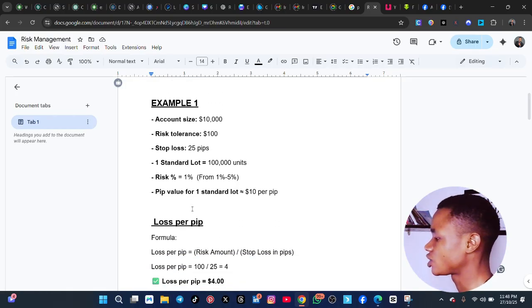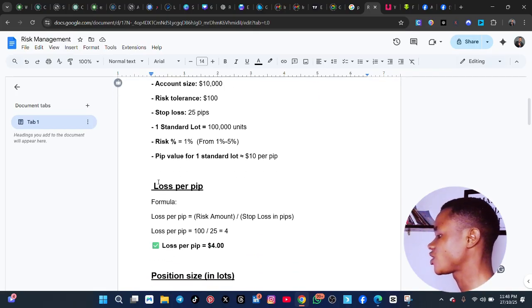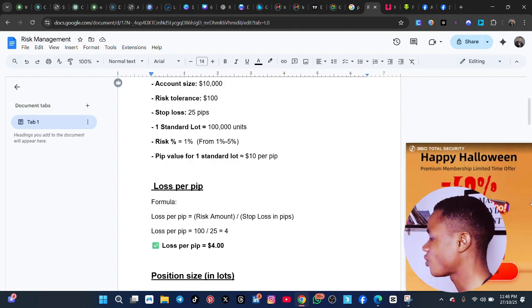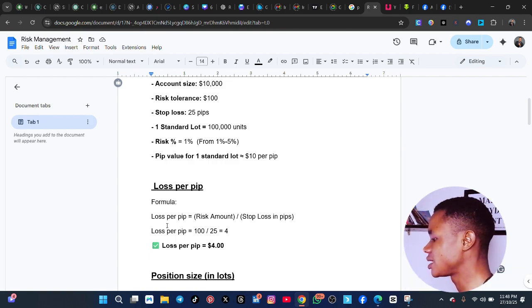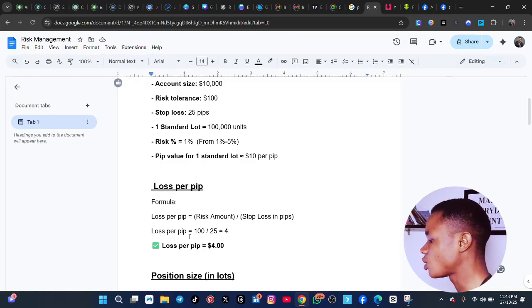So let's start the calculation. Remember I said we were going to be calculating the risk tolerance and all these four things. So let's start with loss per pip. How much are we willing to lose per pip? The equation for loss per pip is the risk amount, how much you are willing to lose in your whole account on that trade, divided by the stop loss in pips. The amount we are ready to lose is $100 and the stop loss is 25 pips.